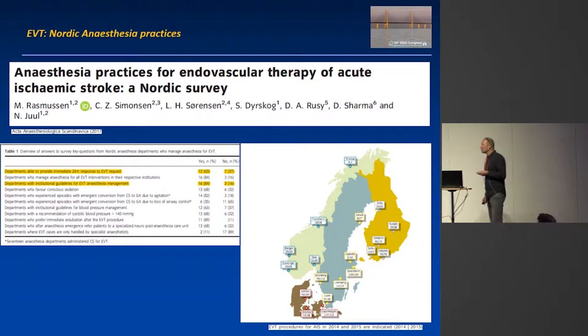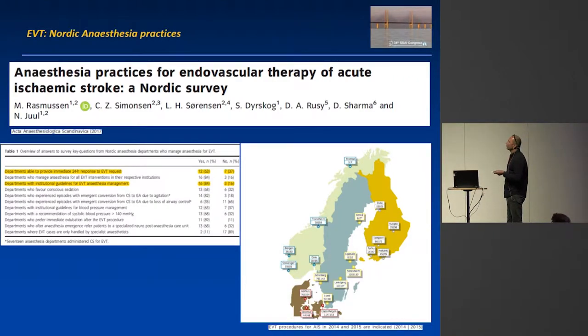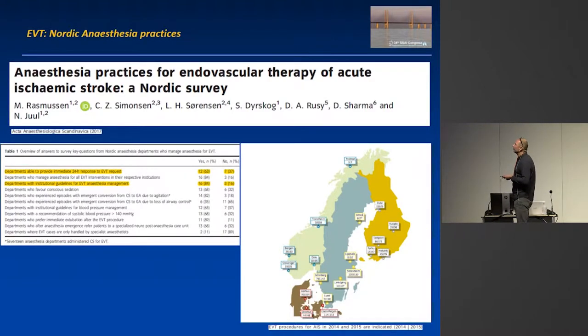Taking a look at the questions, I have sampled some of the most important ones here. And we can see that most of the departments prefer conscious sedation for anesthetic management. And also a great deal of the departments have guidelines. And interestingly, there are three departments where they only manage general anesthesia. And in these departments, it's the neurologist and the interventionists who provide the conscious sedation or just local anesthesia.